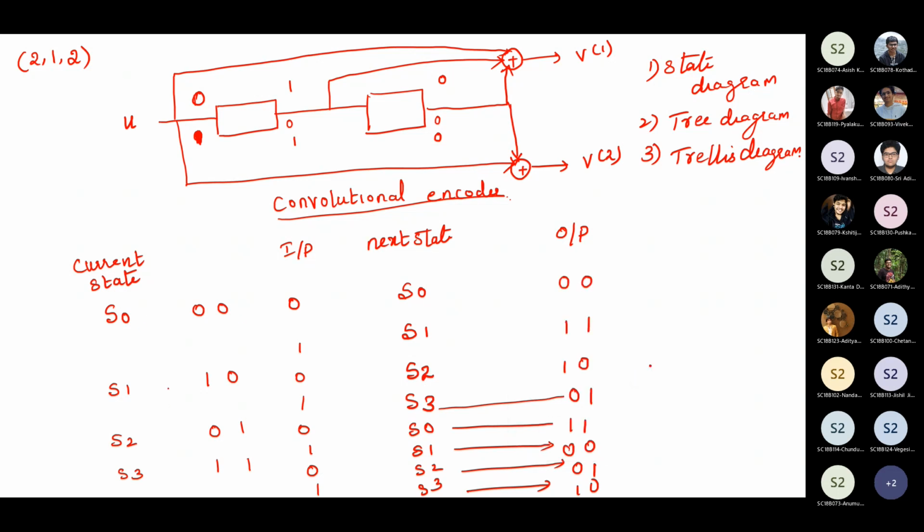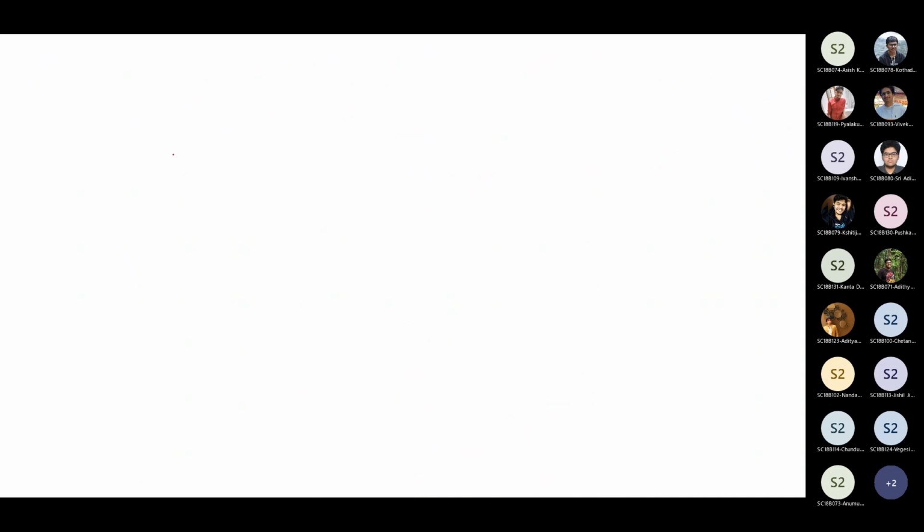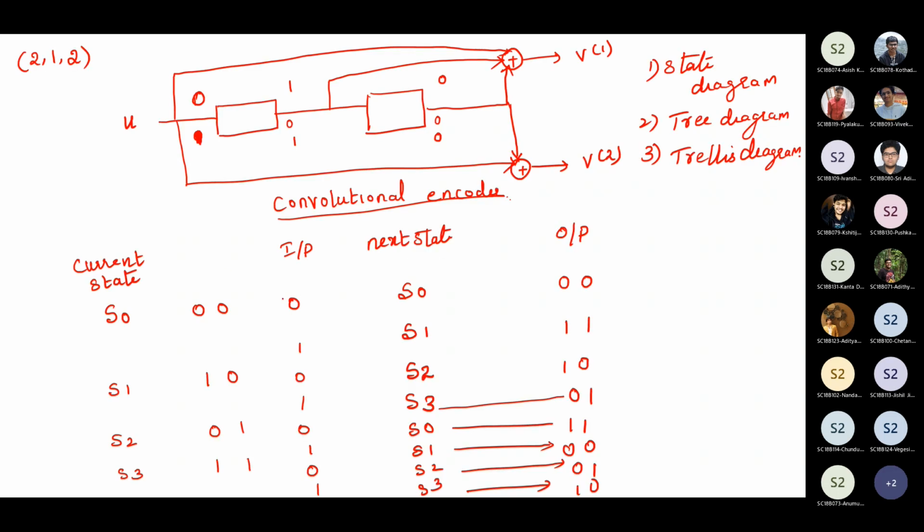So how many states are there? 4 states are there. So here S0 state, S1 state, S2 state, S3 state. Right? When I give a 0 input, you please see, what is the next state? S0. What is the corresponding output? 0, 0. So when I give a 0 input, the next state will be S0 itself. I am writing the output in the bracket. So it is 0, 0.